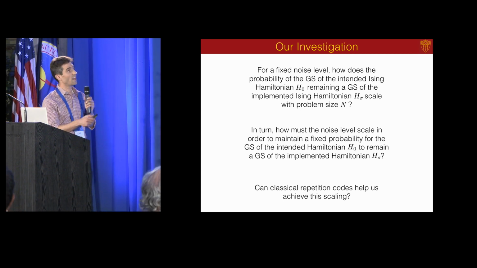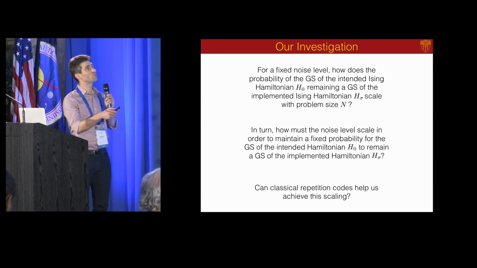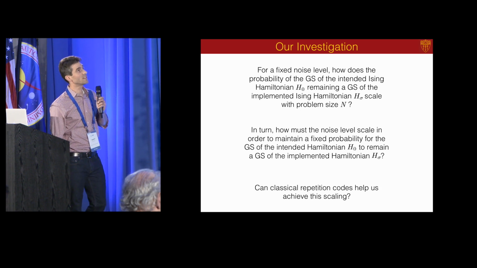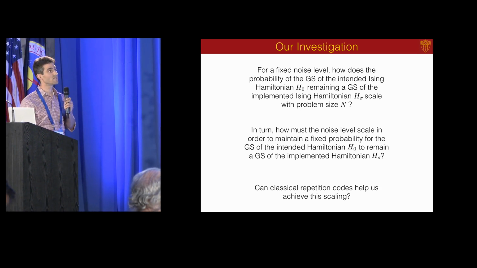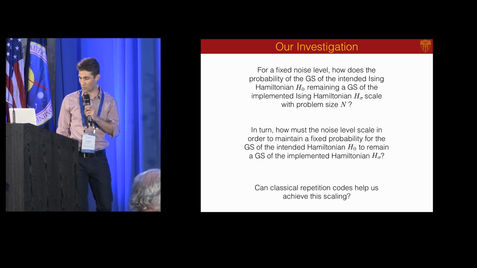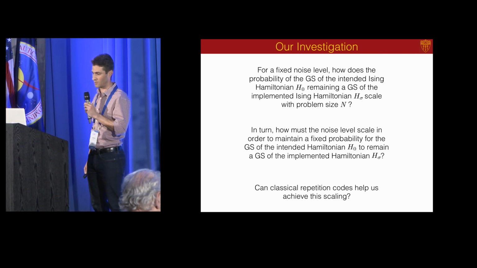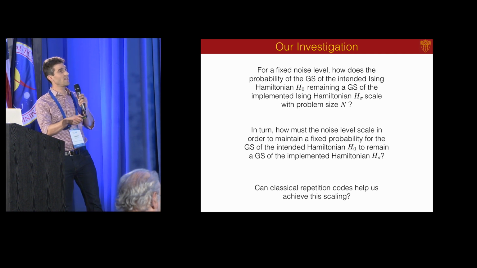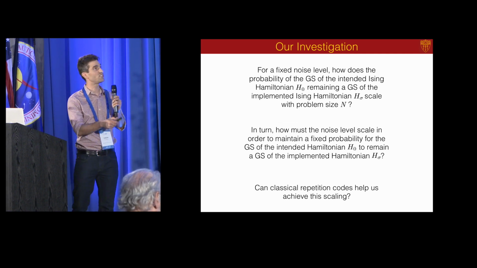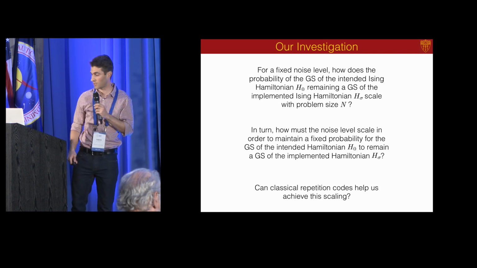And once I have the answer to this, can I then address how the noise level must scale such that I can maintain a fixed probability that the ground state of my intended Hamiltonian remains the ground state of the implemented Hamiltonian? And finally, can classical repetition codes help us achieve whatever this necessary scaling is?